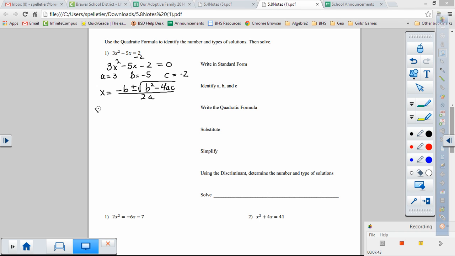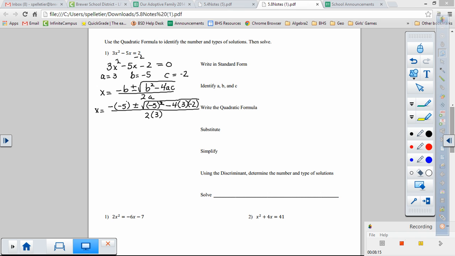Okay? The opposite of b. So the opposite of negative 5, plus or minus the square root of negative 5 squared. You need to be so very careful about your signs right here. It's negative 5 times negative 5. That should always be a positive value. Minus 4 times a, 3, times c, negative 2. And remember, that's all under the radical. All over 2 times a.